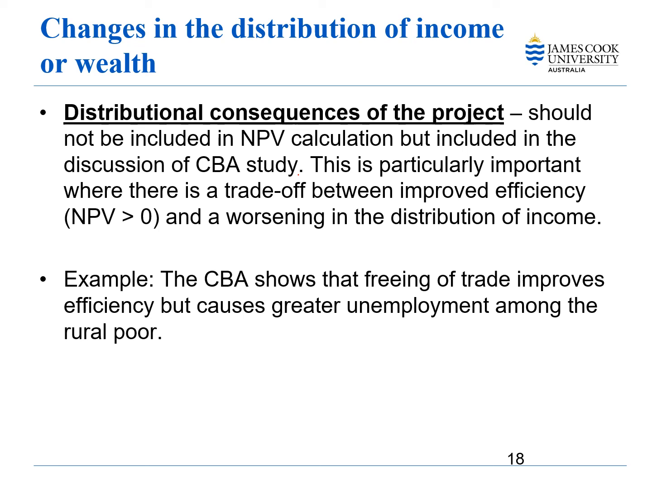If there's a trade-off between improved efficiency and worsening in the distribution of incomes. For example, the CBA shows that freeing of trade improves efficiency, but causes greater unemployment among the rural poor. So in such cases, we've got to discuss this implication in our report.